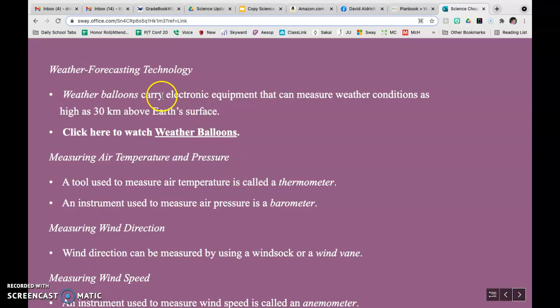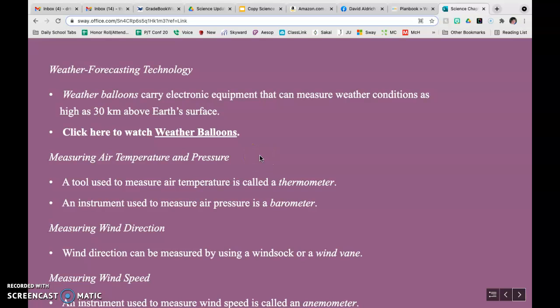So we're going to begin with weather forecasting technology. Weather balloons, it's basically what it says it is. They carry electronic equipment that can measure weather conditions as high as 30 kilometers above Earth's surface. You're going to come back and click here to watch a short video on weather balloons and what all happens with that science. It's pretty cool.